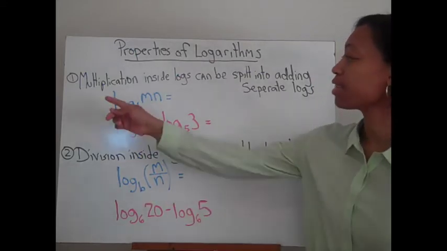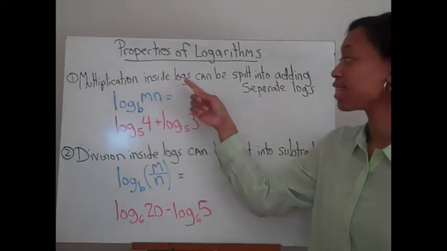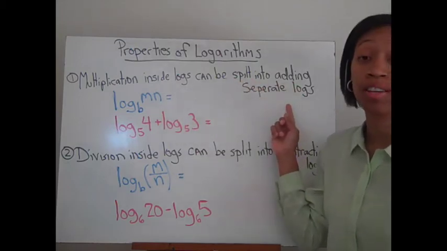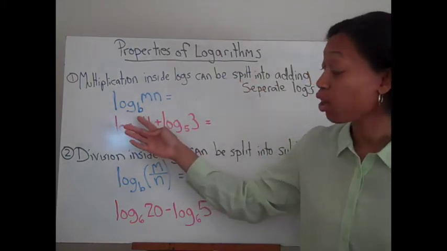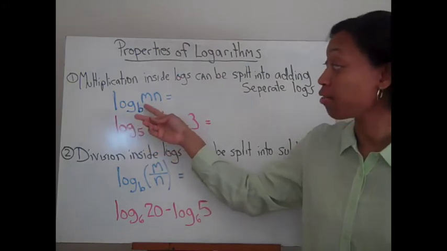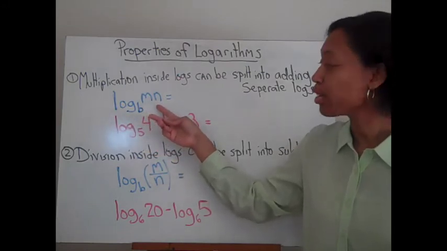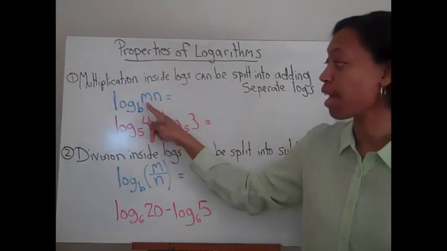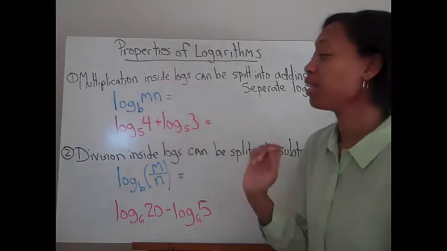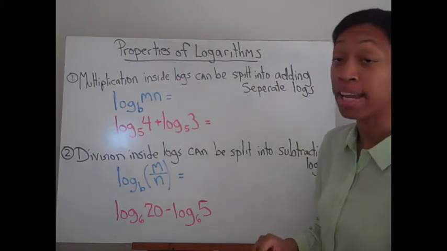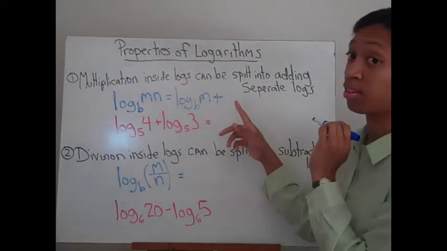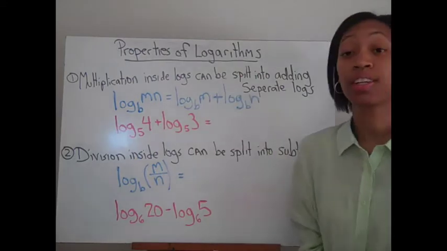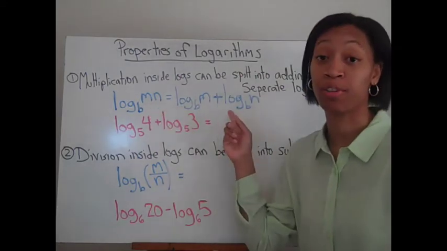The first one is that multiplication inside logs can be split into adding separate logs. So if you have something like log b of m times n, you can split that into 2 separate logs by changing and putting an add in here. This is going to be log base b of m plus the log base b of n. So we take the 1 log and we write it as 2.